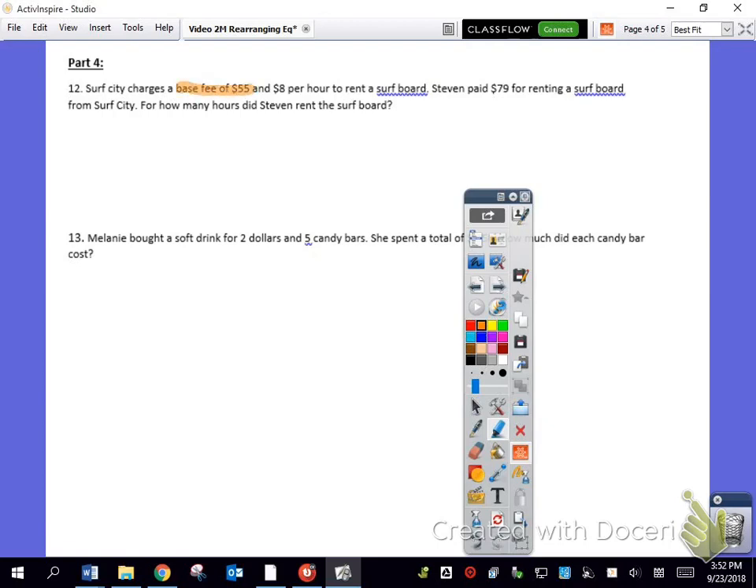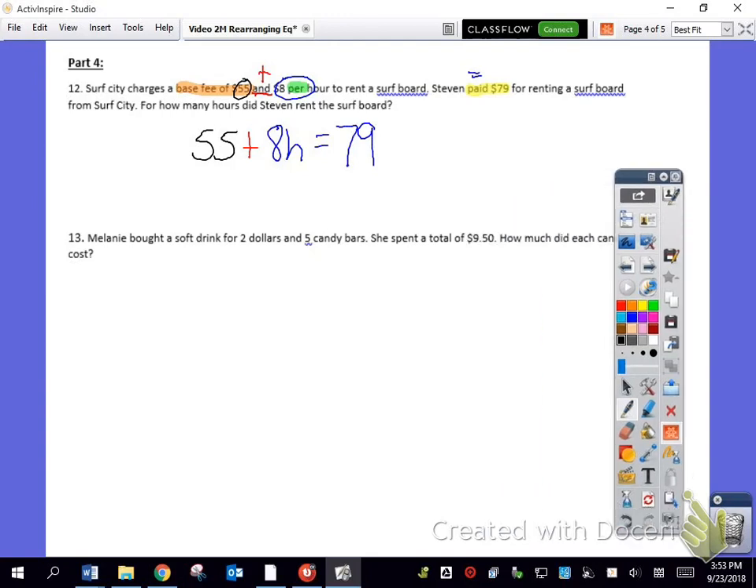A base fee of 55 just means you're going to have 55 one time. So that means I'm going to put the number 55. And that is plus. And then it says 8 per hour. Well, that goes together, so 8H goes together. 8H to rent a surfboard. Stephen paid $79. So remember, the paid $79, that is like it equals 79. So the total is going to be $79. How many hours did he rent the surfboard? So now I'm going to solve. Okay? So 8H plus 55 equals 79.